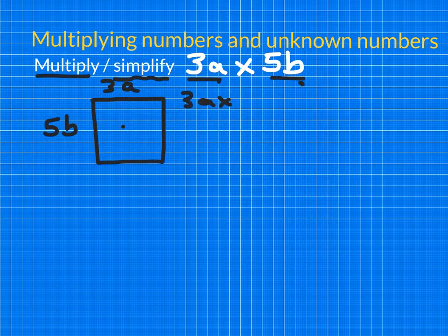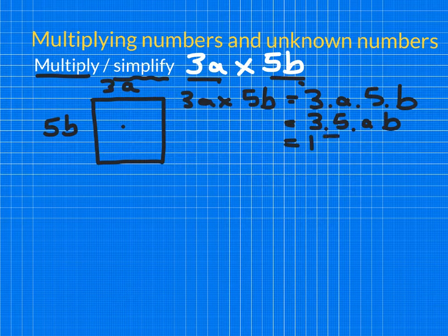3a times 5b is like saying 3 times a times 5 times b. We can change the order of our multiplying without changing the problem. So maybe we should just put the numbers together. 3 times 5 times a times b. And that's going to give us 15ab.